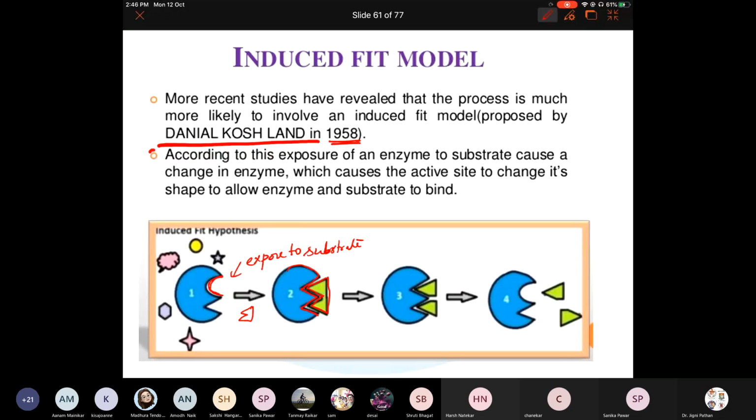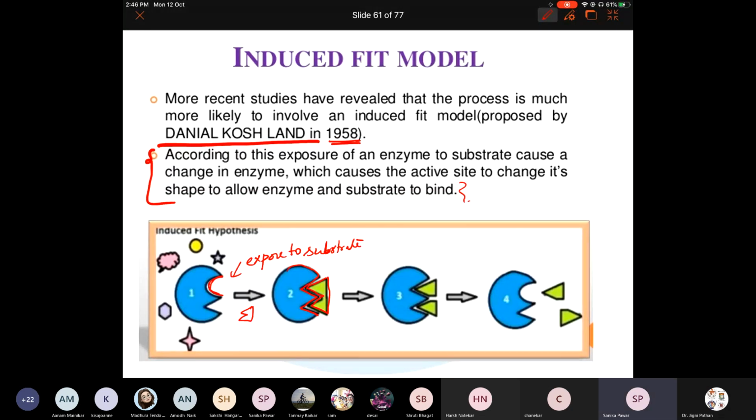Write down this point. Ma'am, does it happen in every case? No, see, this is a hypothesis. Hypothesis means the scientists are putting their view. Once one scientist said it is a lock and key mechanism, other scientists are saying it's an induced fit model. This is their thinking about the enzyme and substrate, the way the reaction might be taking place.